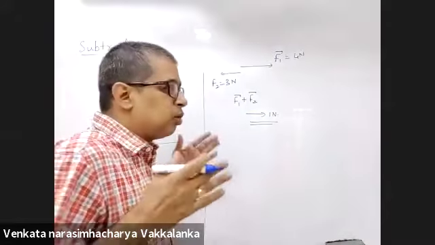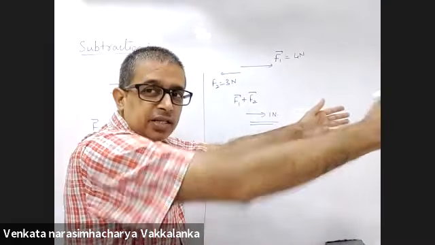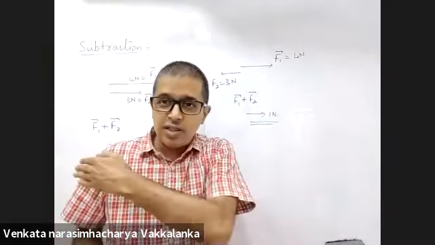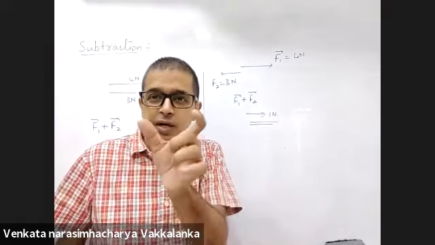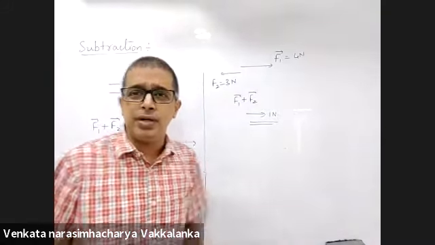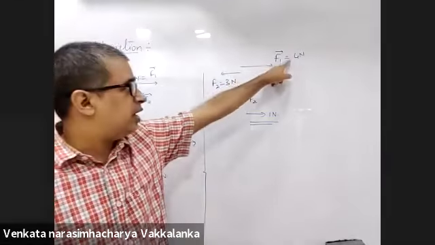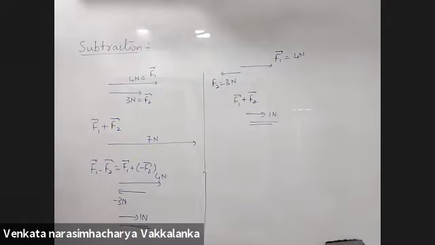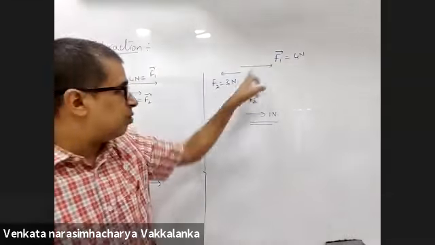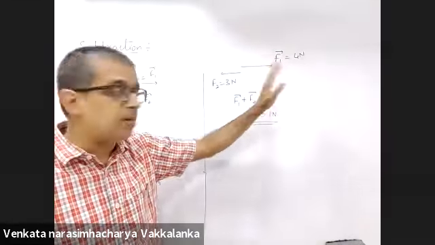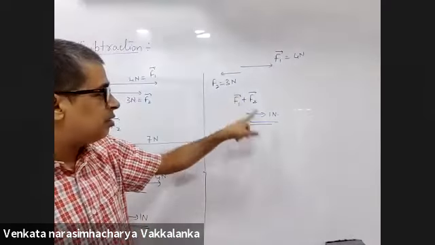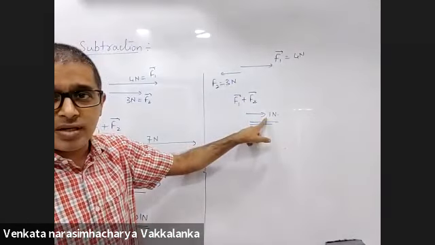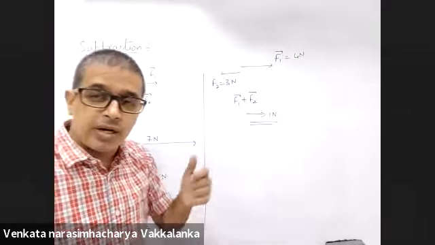Yes, sir. If I am being pushed by 4 Newton in this direction by someone and by someone in the opposite direction 3 Newton, the resultant will become 1 Newton. So without your knowledge, you are directly subtracting because there is an opposite direction. Anti-parallel vectors, when I am adding them, they get subtracted by default. 4 Newton, 3 Newton, I am left with the resultant of 1 Newton.